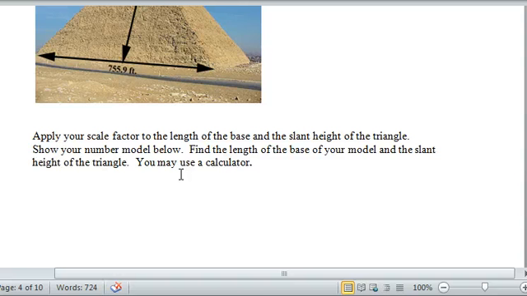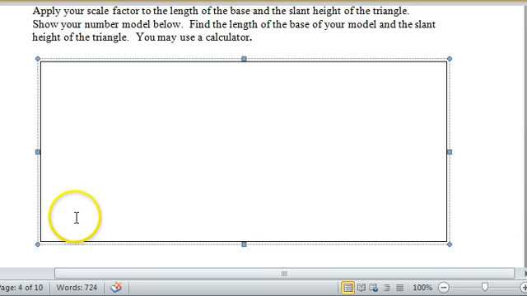We had mentioned before that scale factor always has to be multiplied. And if we're going to be shrinking the pyramid so that it will fit on a foam board, we will need to make sure that we use a scale factor that is less than 1. Why don't we try something like 1/10? So let's see. Okay, so if we're going to use 1/10 for our scale factor, let's take this measurement of the base.